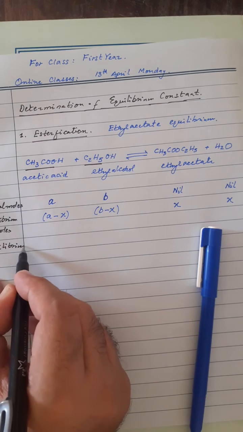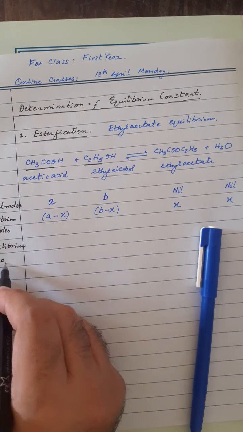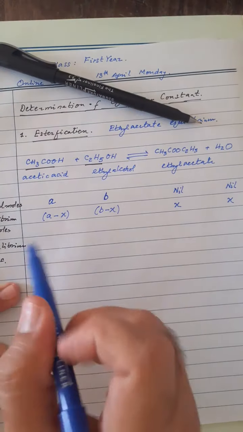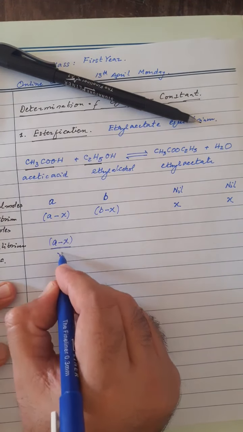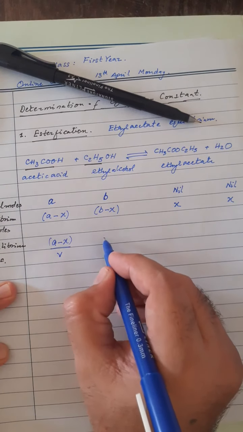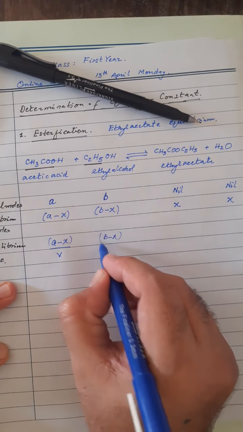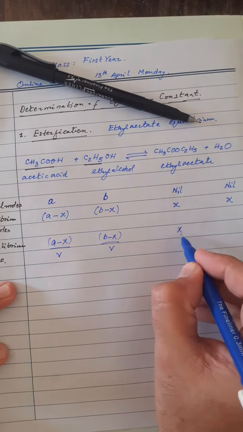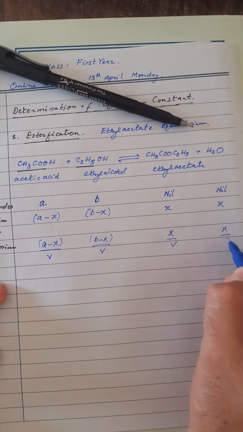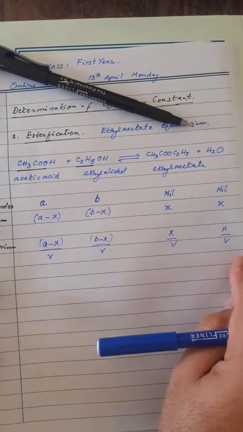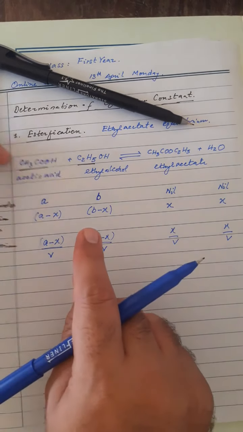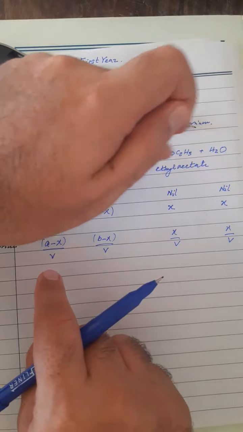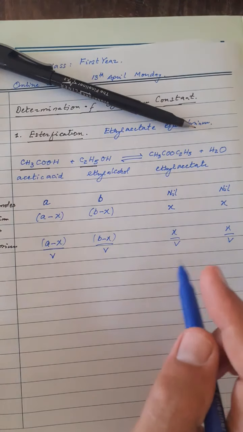So we need equilibrium concentration. For that we take mole per dm cube. So it will be A minus X upon V, whatever volume you have taken, B minus X upon V, X upon V, X upon V. All the volumes are the same. If you take 10 ml, 10 ml, 10 ml, because this is an equimolar reaction, 1 mole, 1 mole, 1 mole, and 1 mole. So this is the equilibrium.